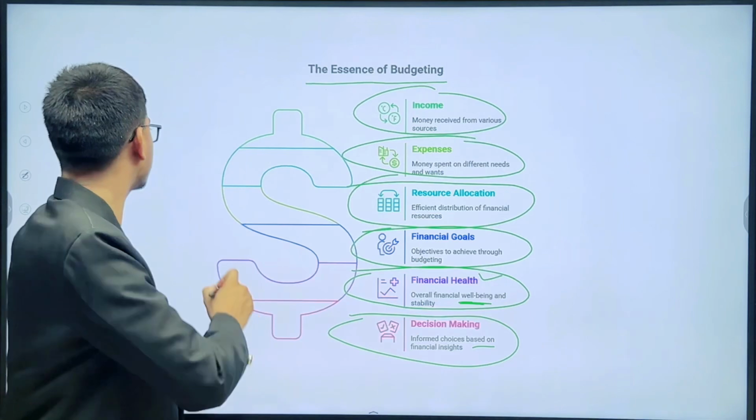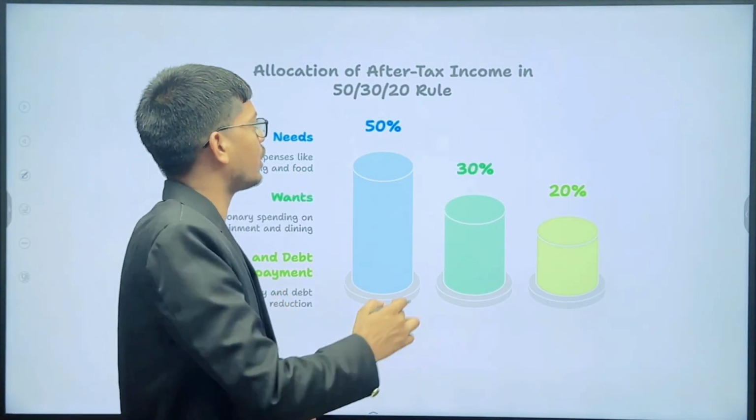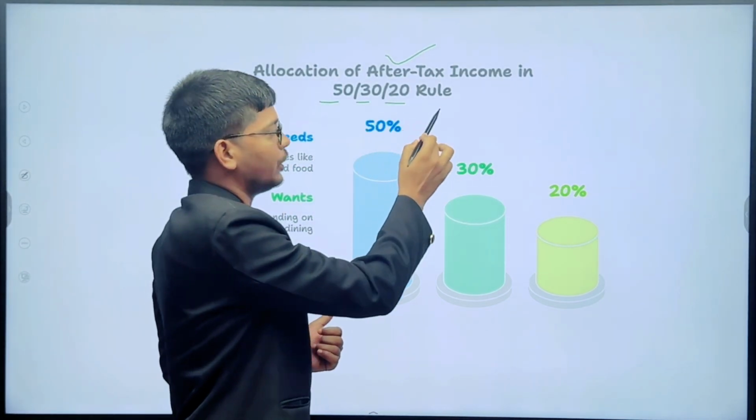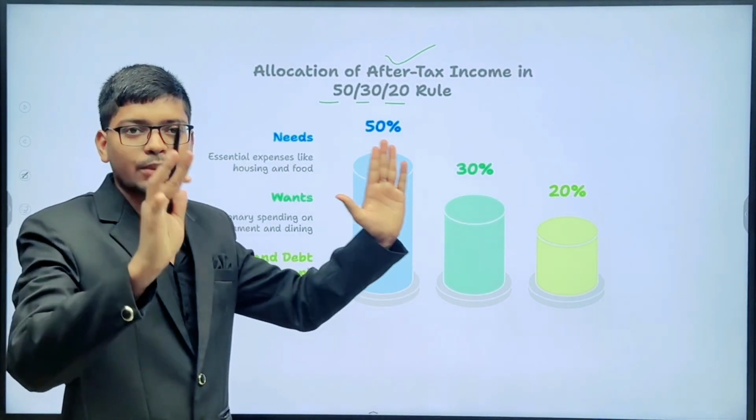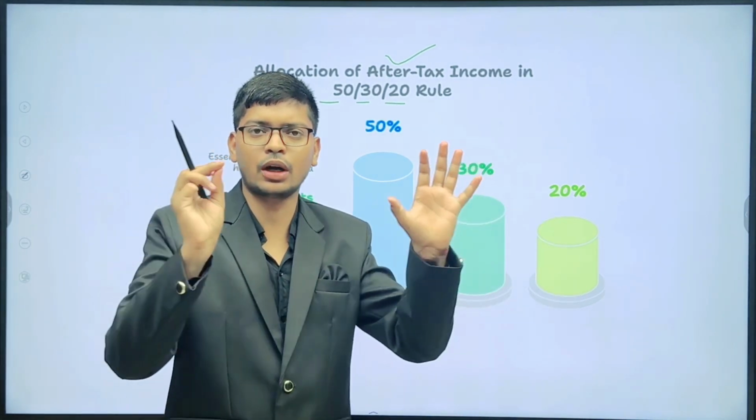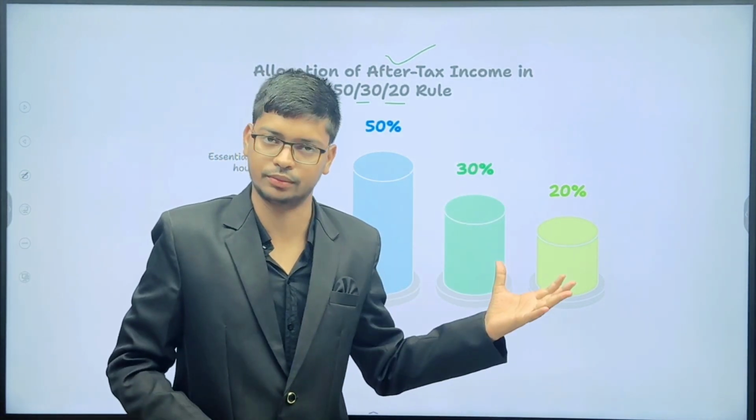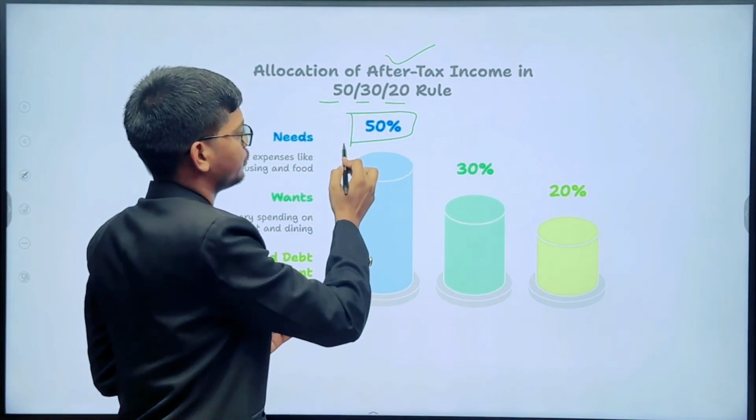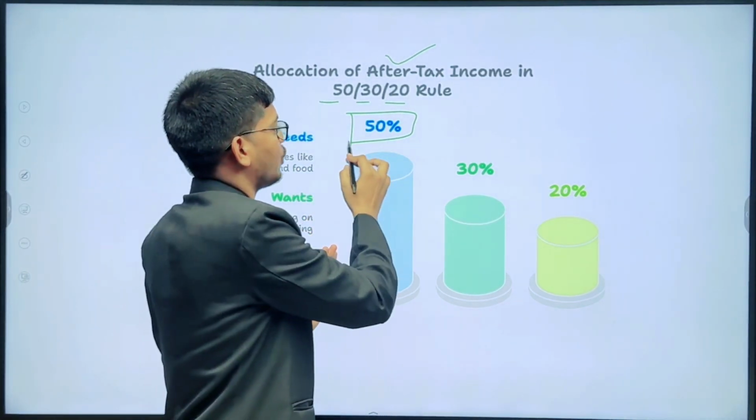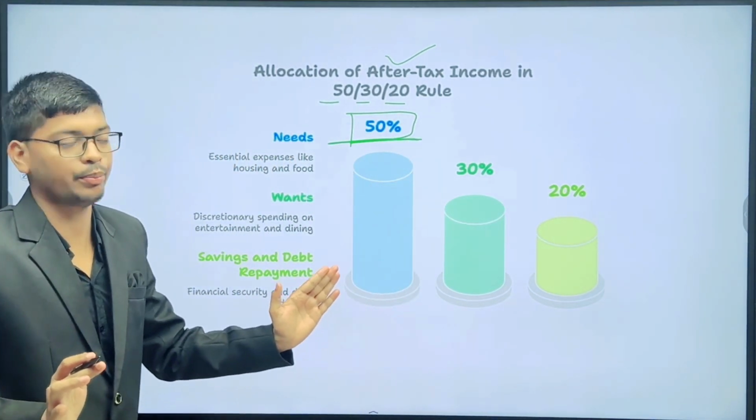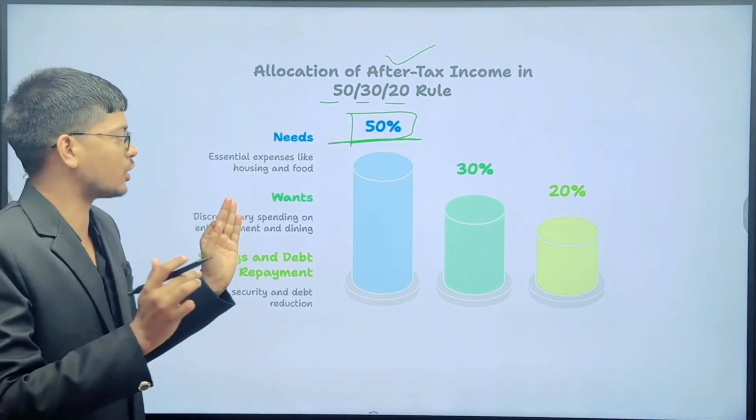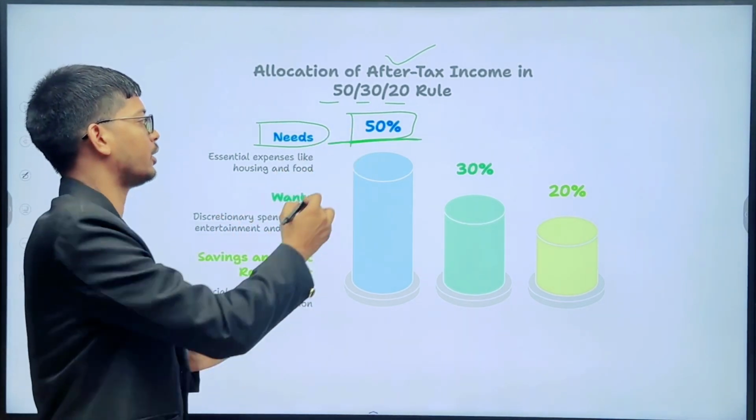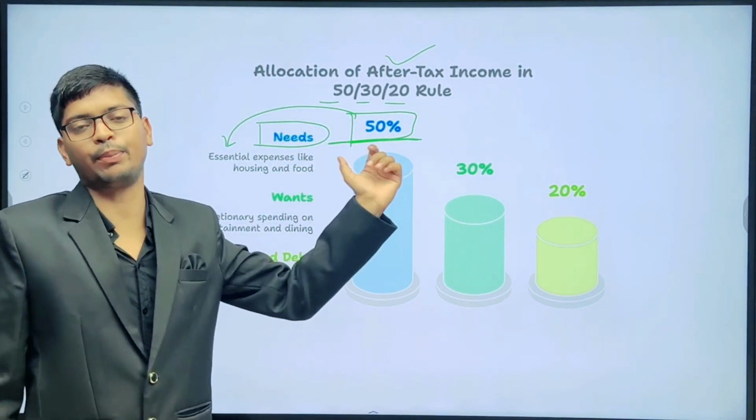Next, I want to show you the allocation of after-tax income in the 50-30-20 rule. It is a very simple rule. If you are a beginner, you can easily understand it. Here, first of all, 50% of your income you spend on your needs. You spend on your needs, 50% of your income.